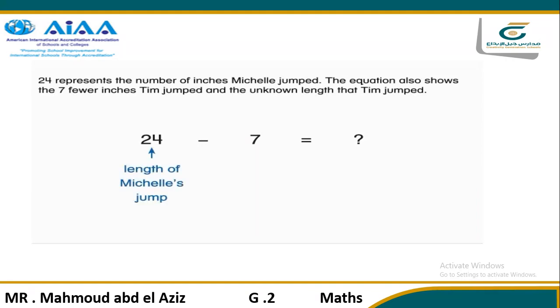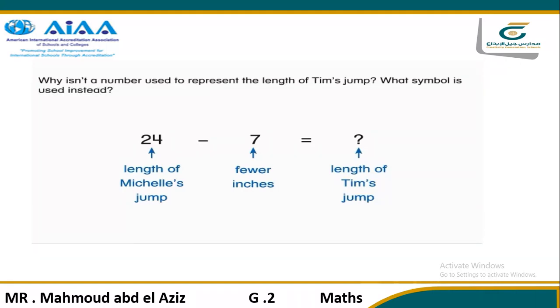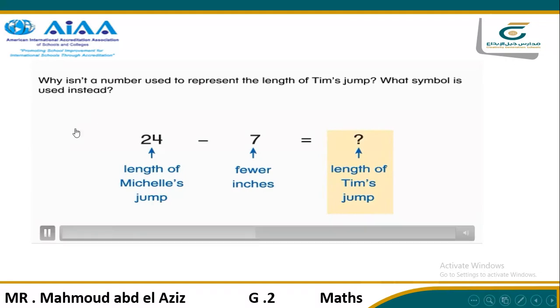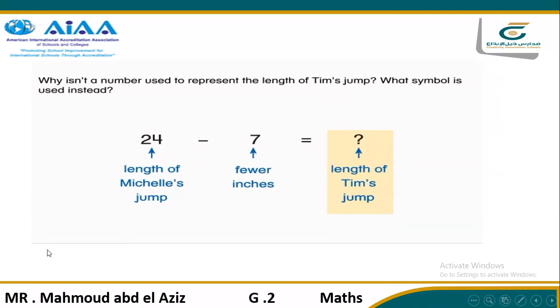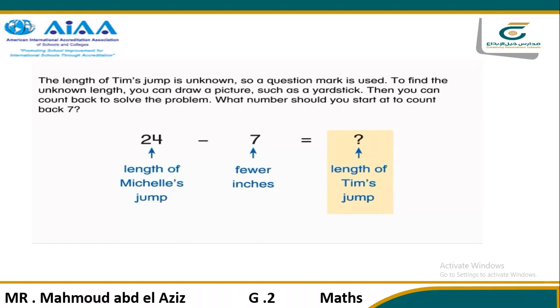24 represents the number of inches Michelle jumped. The equation also shows the 7 fewer inches Tim jumped and the unknown length that Tim jumped. Why isn't a number used to represent the length of Tim's jump? What symbol is used instead? The length of Tim's jump is unknown, so a question mark is used.